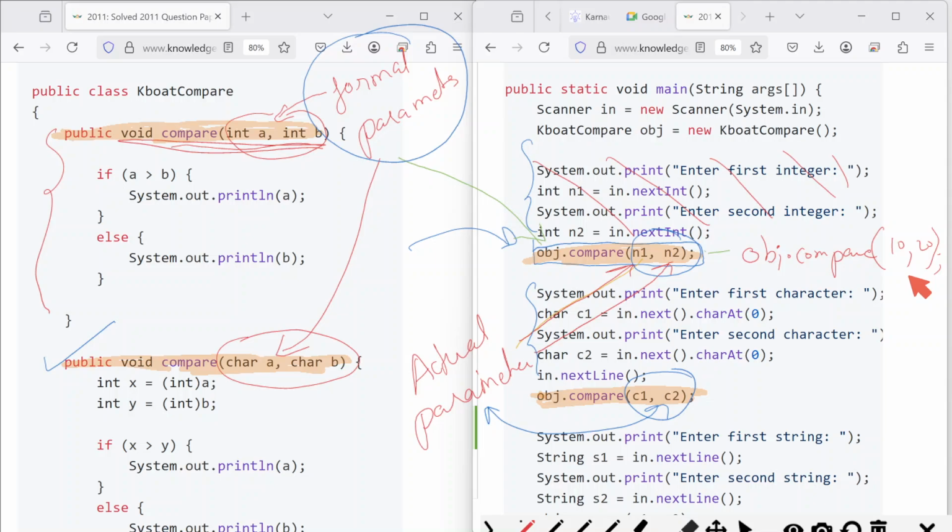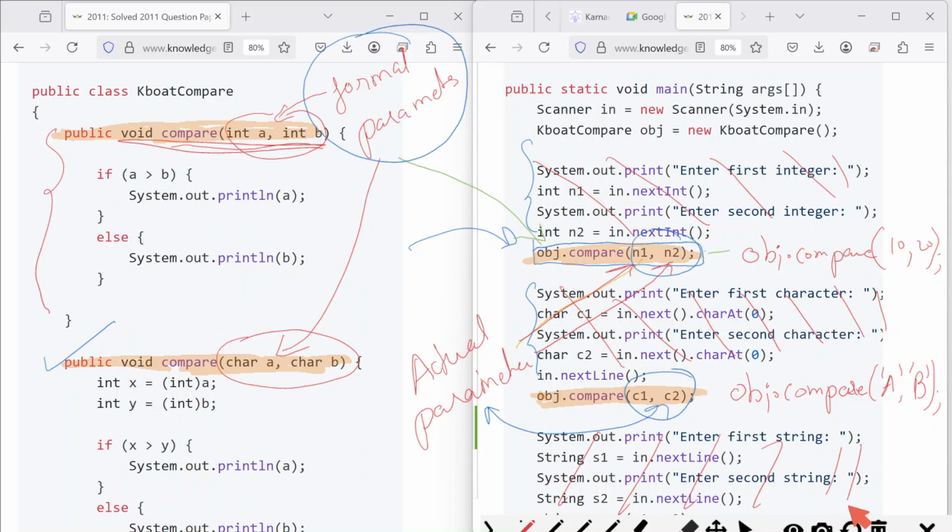You don't require taking all the inputs from the user. Just write over here obj.compare and then provide character literals. That's it. So this way also you can solve it, and you don't require taking any more inputs in the main method.